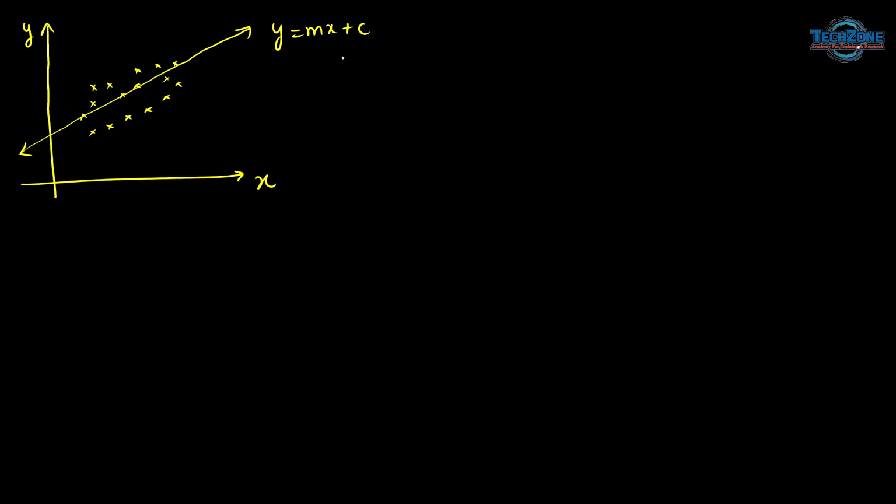Of course, you can write different notations also. Some write it as y is equal to beta 0 plus beta 1 x. But let us write it as y is equal to mx plus c. Our linear regression model has drawn this line which is the best fit for these data points, and this y is equal to mx plus c is also called the hypothesis function.